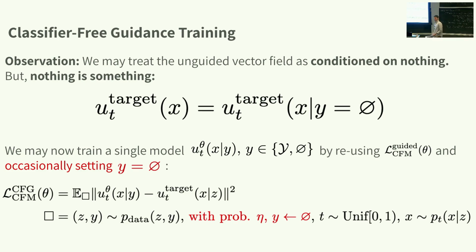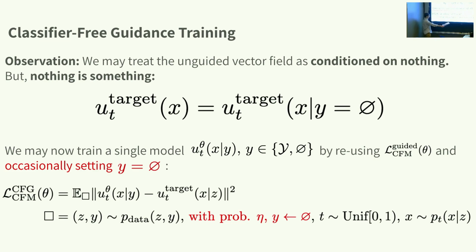And the observation is that nothing is something. And so I'm going to say that the unguided vector field is just the guided vector field guided on nothing. So we've used this null/var nothing character to denote the absence of guidance. And the idea is now we are going to train a single model, denoted ut theta of x given y, just like in the regular guided case, but adapted for this CFG case. And how do we adapt it? Well, we can start with the same backbone as our guided objective by regressing ut theta of x given y, this guided model, against the conditional vector field.